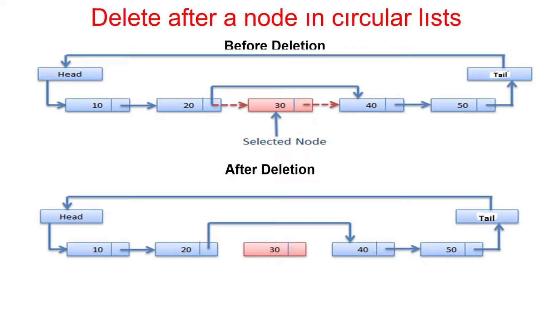Hi viewers, this video explains deleting the node after a particular node. Delete the element after a particular node in the circular linked list. Suppose I want to delete node number 3. Here I have to make the adjustment between these two links, so that the link is created directly between the previous node of the deleted node and the next node of the deleted node.